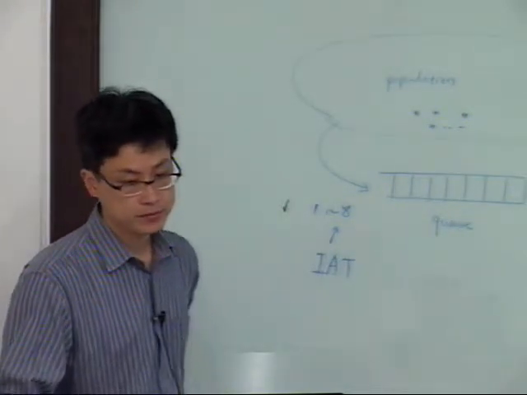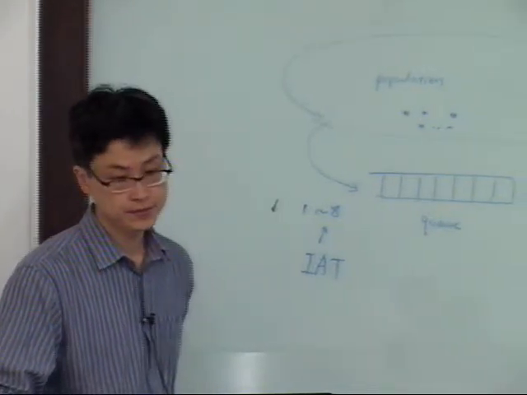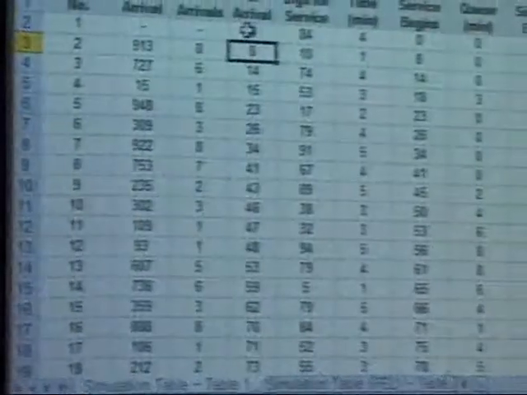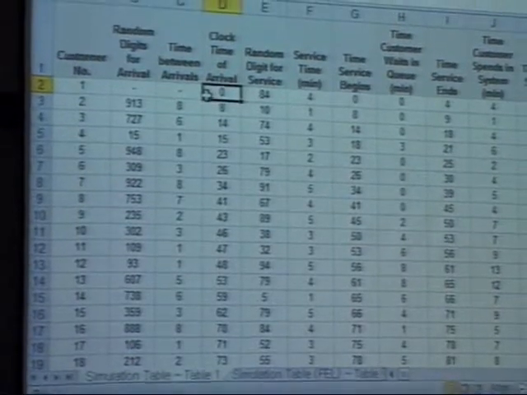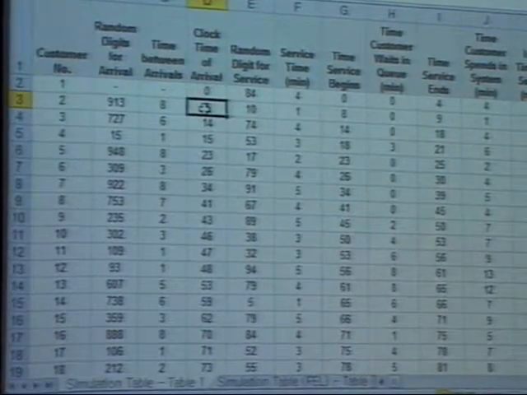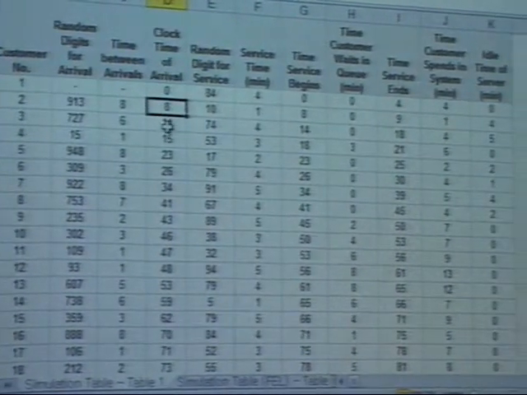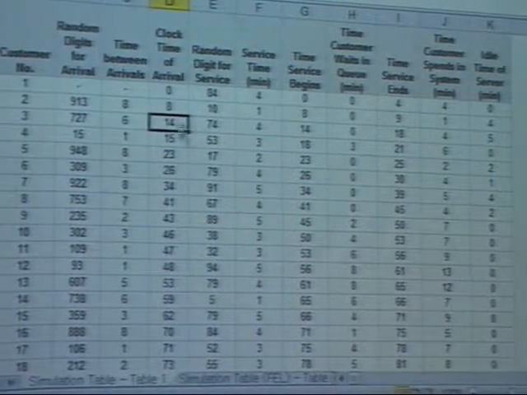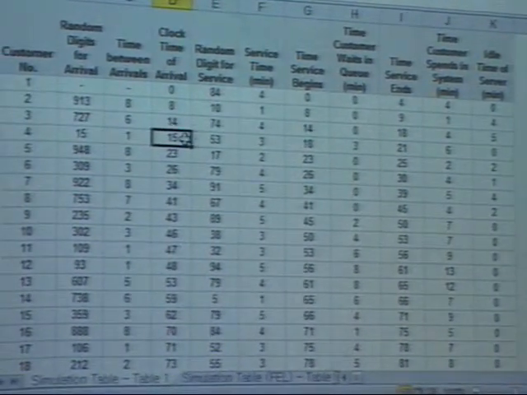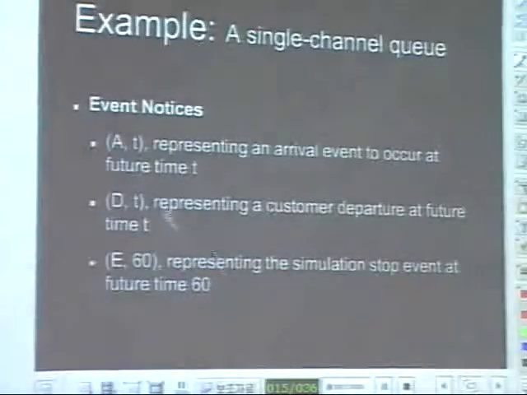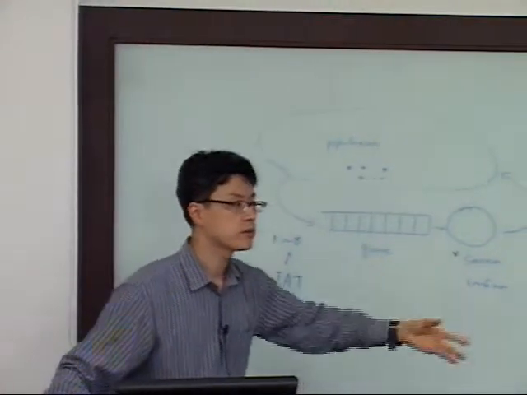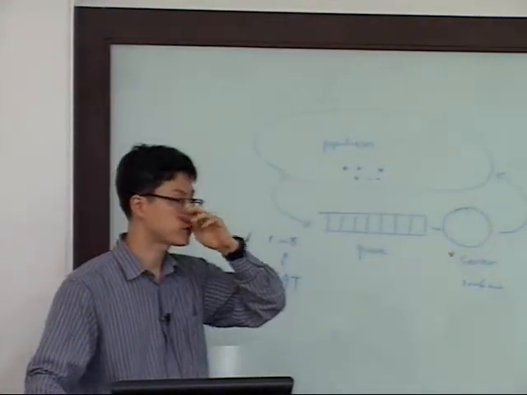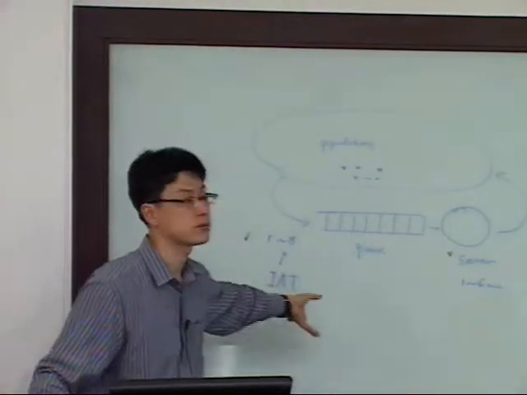Look at that. Here, arrival at time 0. It's an event notice. Arrival will happen at time 0. Arrival will happen at time 8. Arrival will happen at time 14. Arrival will happen at time 15. This is an event notice. We previously know when these arrival events will happen, based on the random number generation.